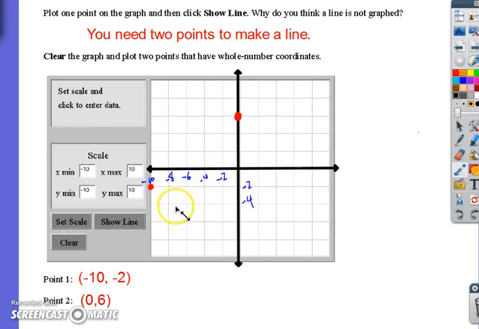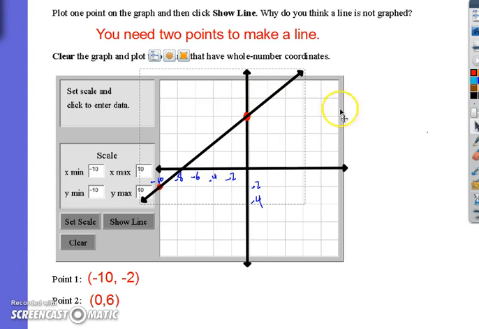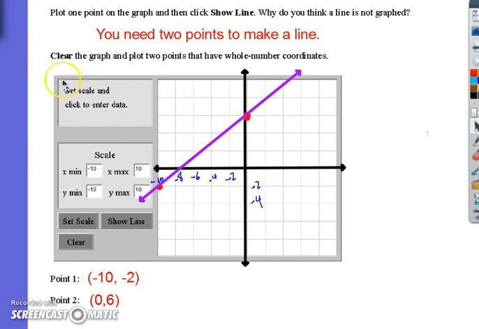And then if I want to connect those with the line, it looks like this. Okay, so if you would please make this graph as your answer to number 1.